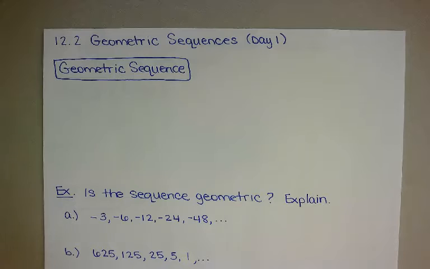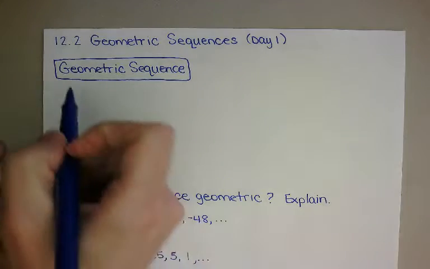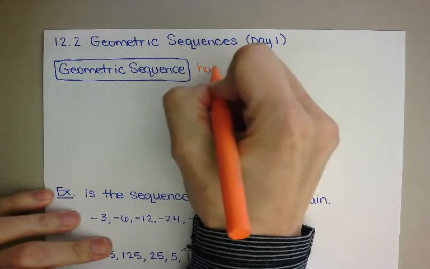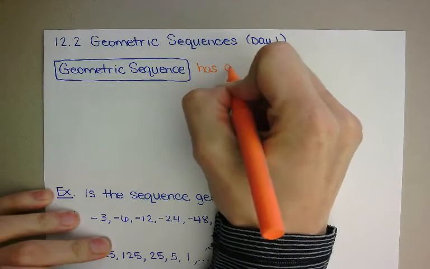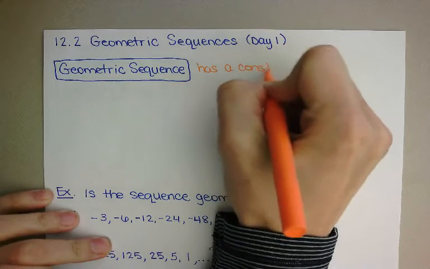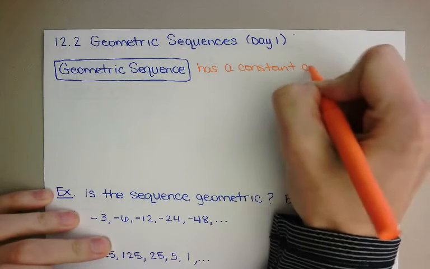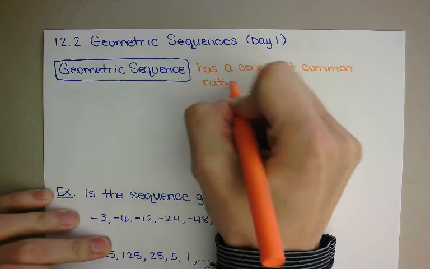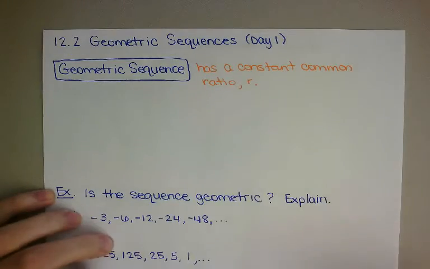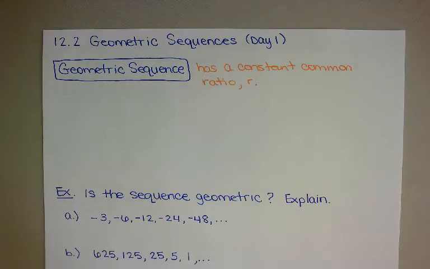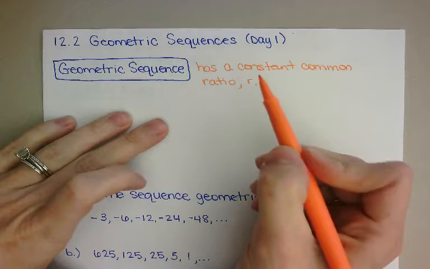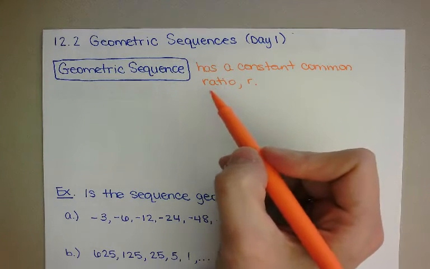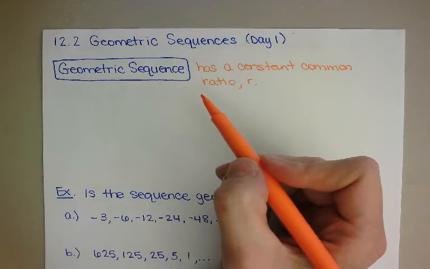Today's video we're going to look at geometric sequences. So a geometric sequence has a constant common ratio, which we're going to let be represented by an R. Arithmetic sequences had a constant common difference where they were adding or subtracting. Well, if you're talking about a ratio, then you're talking about where they're multiplying or dividing.